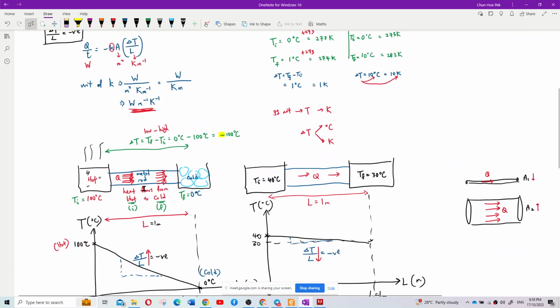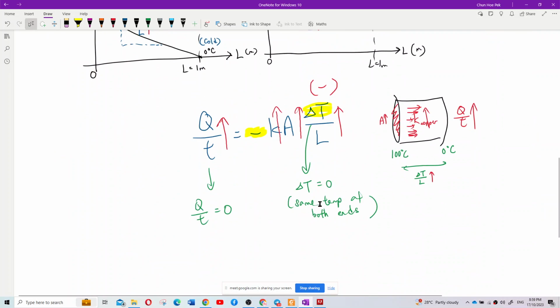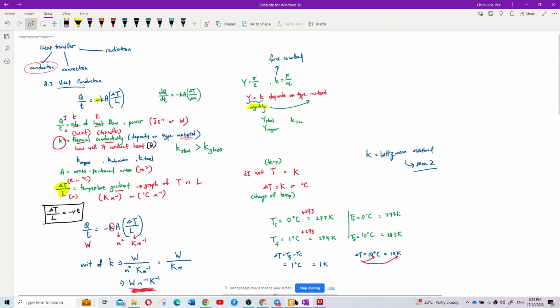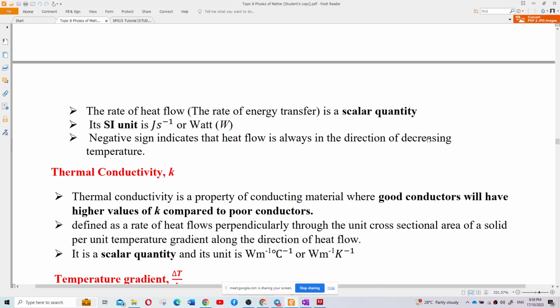If the difference in temperature is very big, then the heat will flow a lot faster compared to a very small difference in temperature. You must have a difference in temperature, only then will the heat start to flow. And heat always flows in the direction of decreasing temperature. That means heat always flows from high temperature to low temperature.